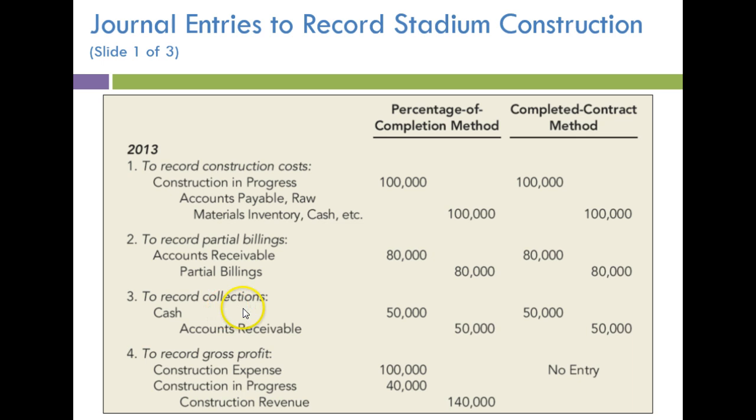We're going to show accounts receivable with a partial billing or sales. Then to record the collections, we show our cash and credit our receivables. Under the percent of completion method, we're going to determine what our construction expense is, what's in process, and based on that, we show our revenue each period. But under the completed contract method, we're not going to show revenue until it's all been completed. So that entry gets skipped under this completed contract method.